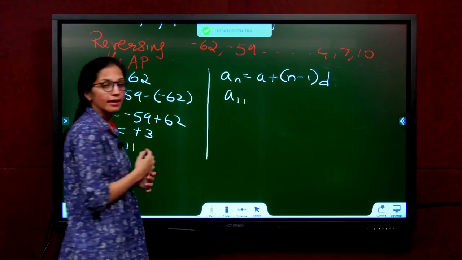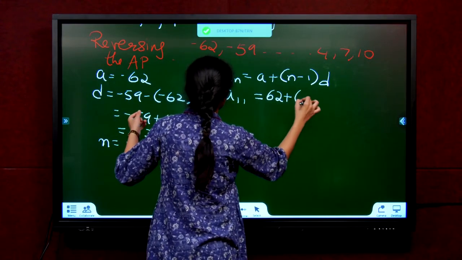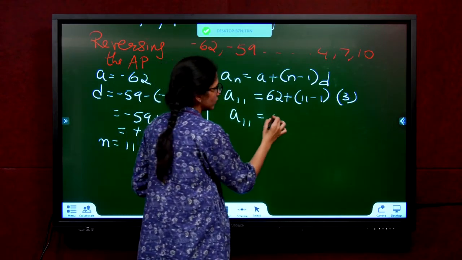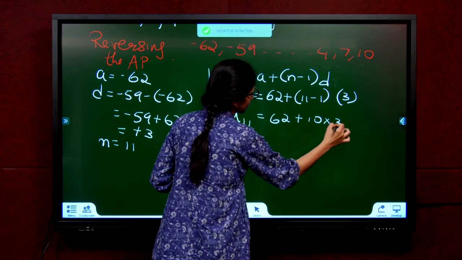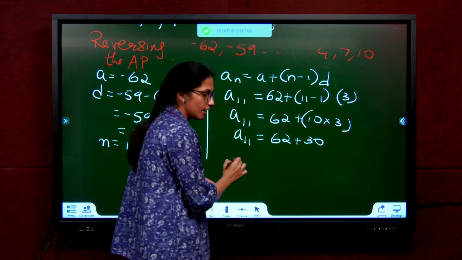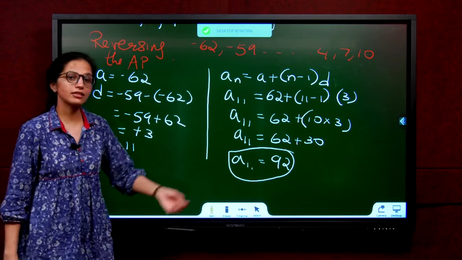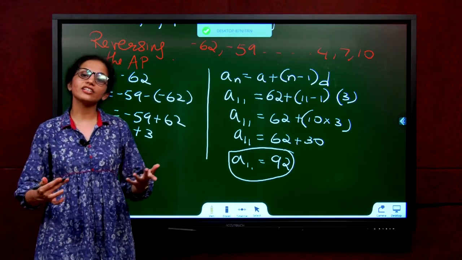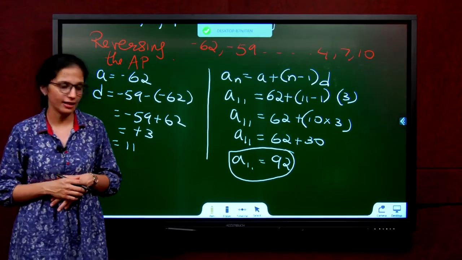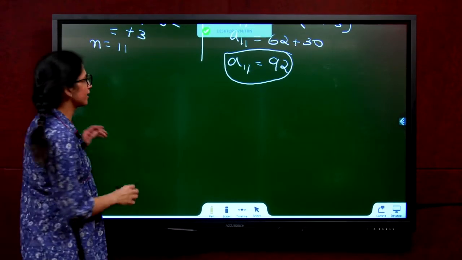You want a11. What is a? 62 plus 11 minus 1. d given is 3. a11 is equal to 62 plus 10 into 3. a11 is equal to 62 plus 30. a11 is equal to 92. This 92 is the 11th term of the reverse AP. That means 92 is the 11th term from the last of the original given AP. Please write that down because you have changed your AP here. You should clearly write it down.